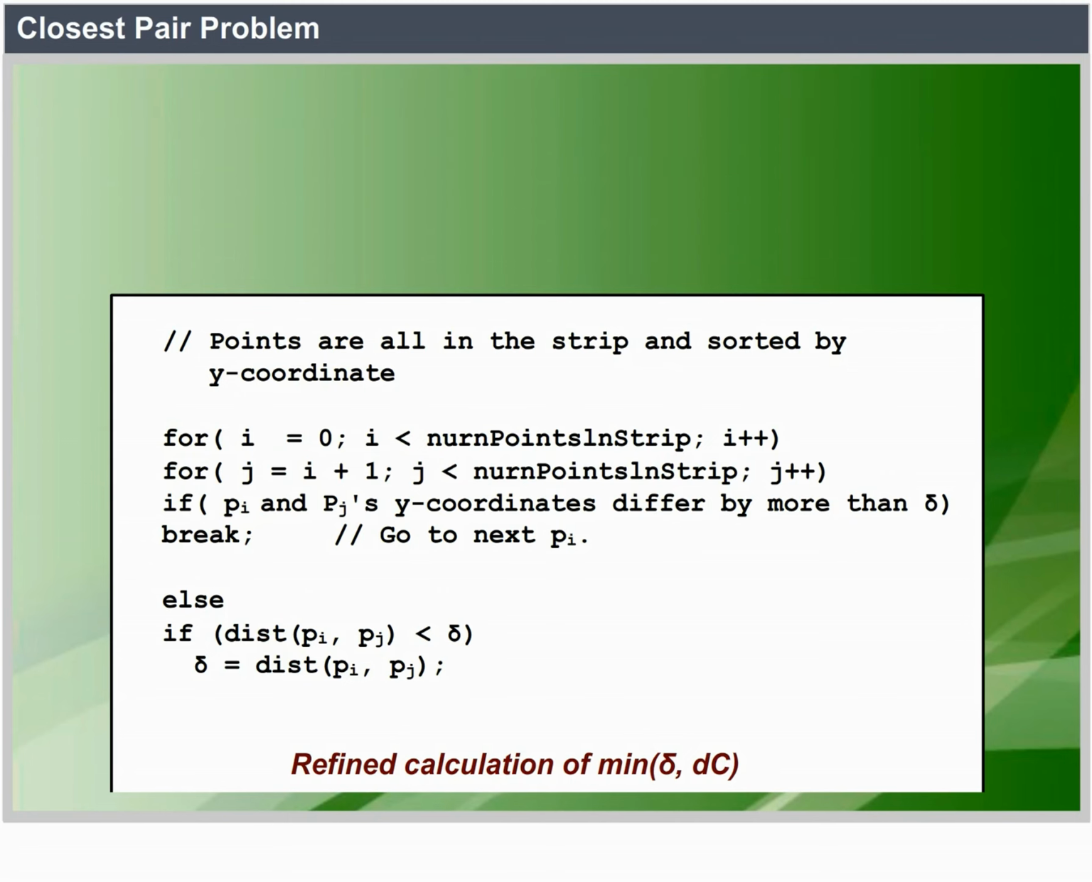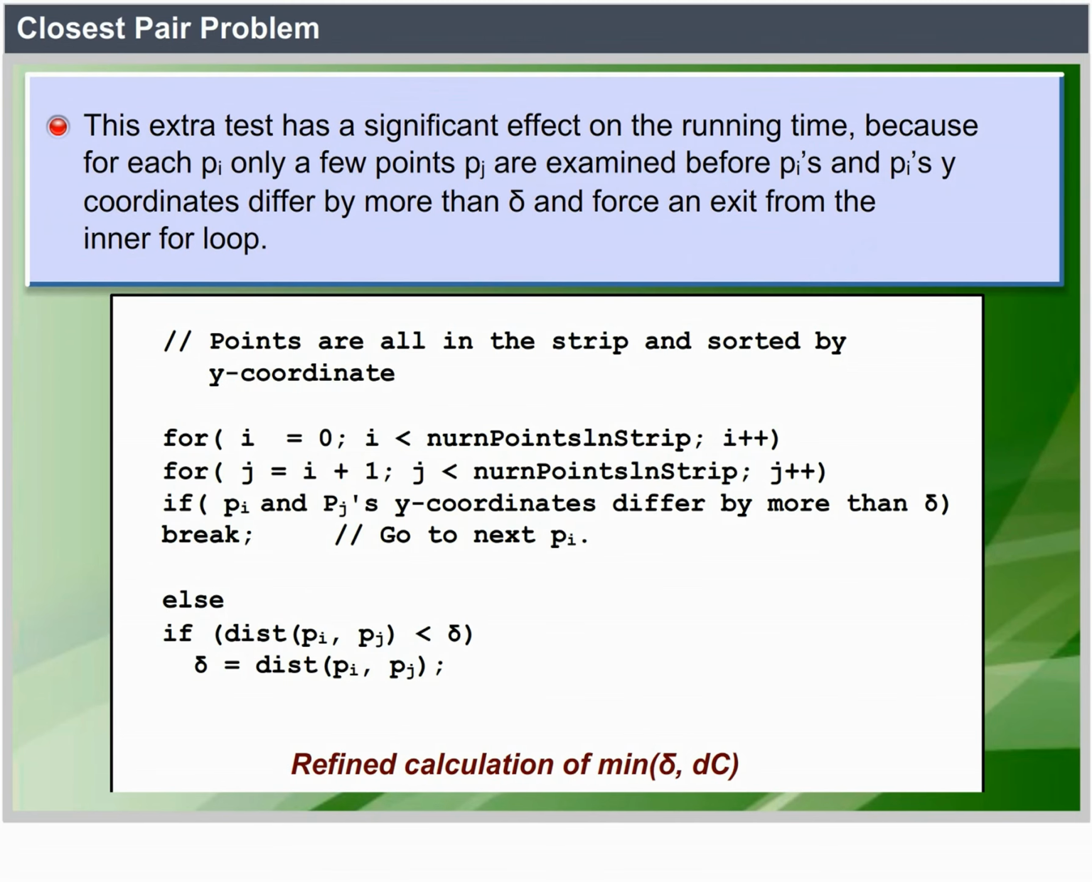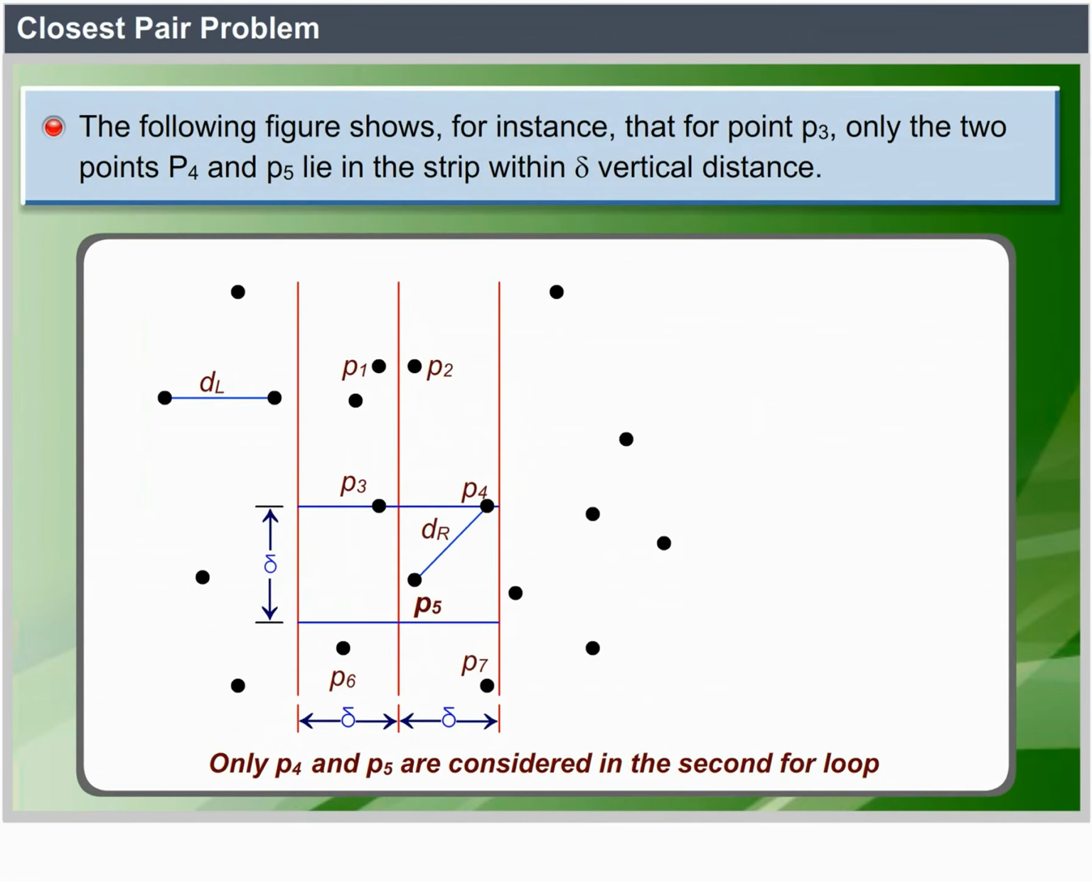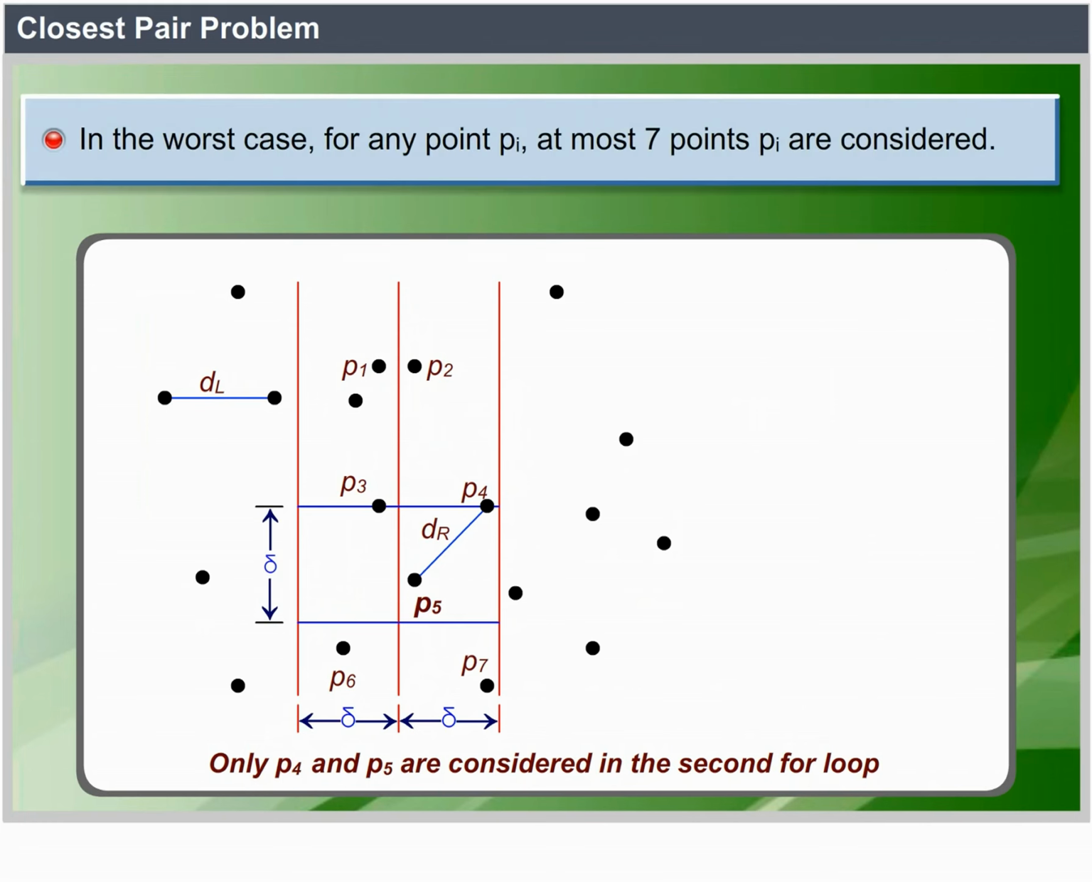This extra test has a significant effect on the running time because for each Pi, only a few points Pj are examined before Pi's and Pj's y coordinates differ by more than delta and force an exit from the inner for loop. The following figure shows, for instance, that for point P3, only the two points P4 and P5 lie in the strip within delta vertical distance. In the worst case, for any point Pi, at most 7 points Pj are considered.